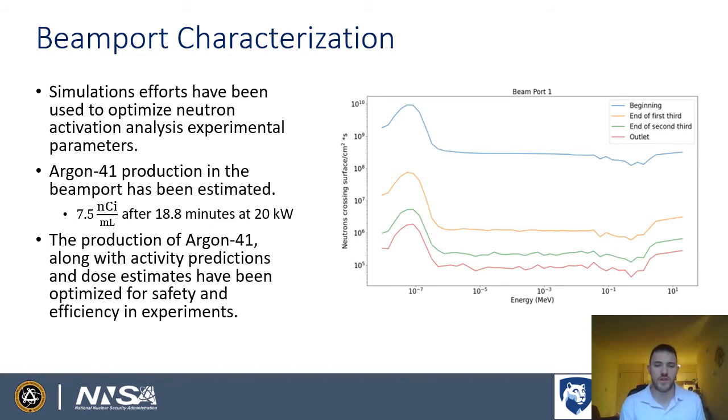Along with the production of argon-41, the flux spectrum at the outlet of the beamline, which will actually be used for the activation of different foils and wires, has been used to estimate different doses, so that these experimental parameters are optimized for both safety and efficiency in running the reactor.